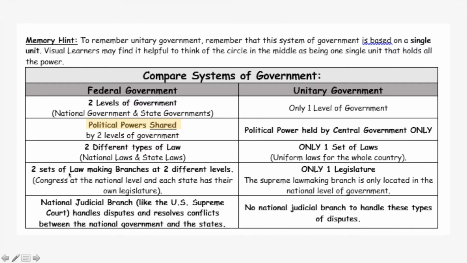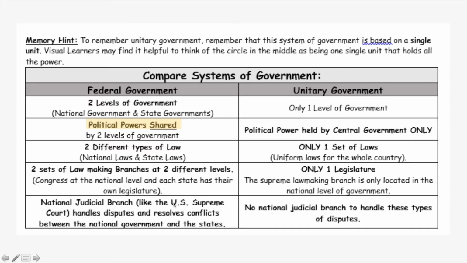There are two sets of lawmaking branches at two different levels. So in the United States, right, we've got Congress up in Washington, D.C. that is at the national level, and they make laws for the whole government. And then each state has their own legislature. So every single state, all 50, have their own lawmaking branch. We call that a legislature. If you lived in a unitary country, a unitary government, there's only one legislature. There's only one type of lawmaking branch. The supreme lawmaking branch is only located in the national level of government.